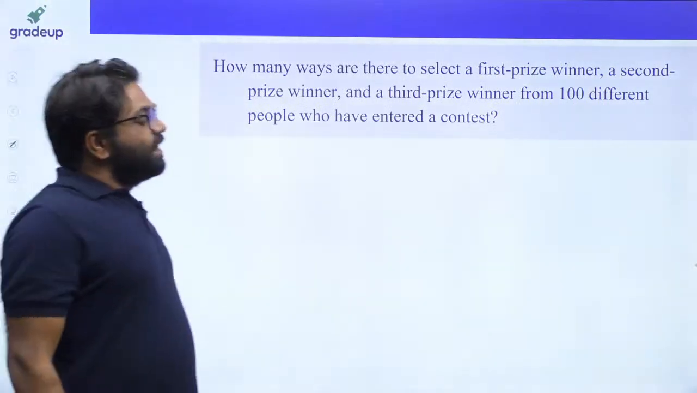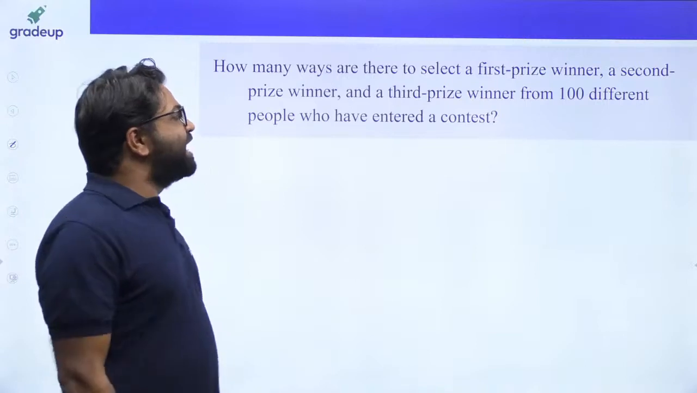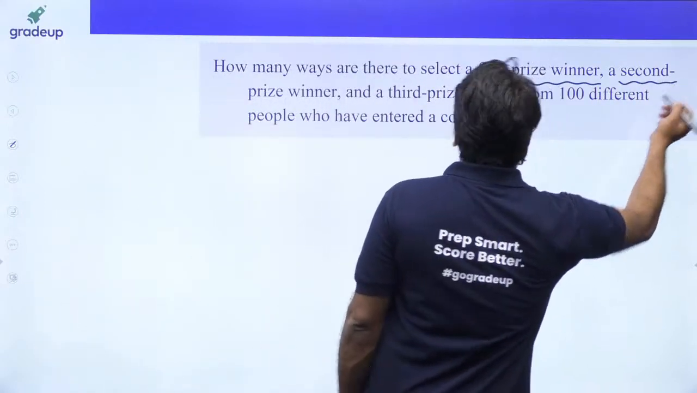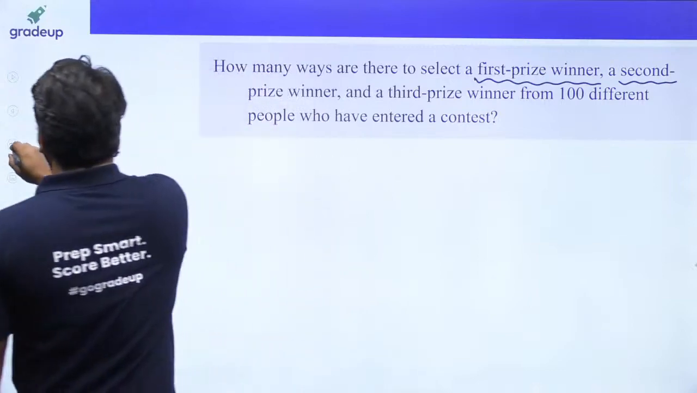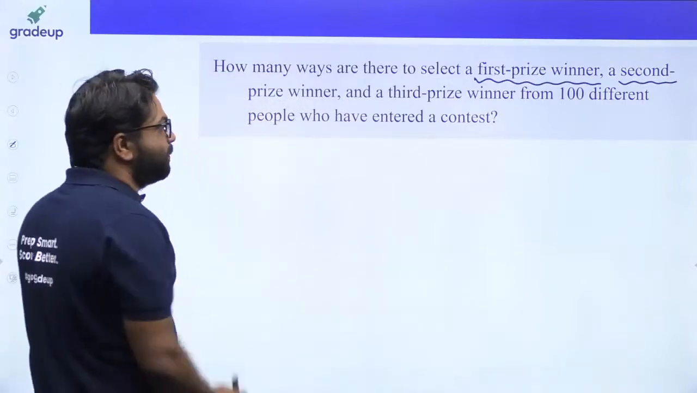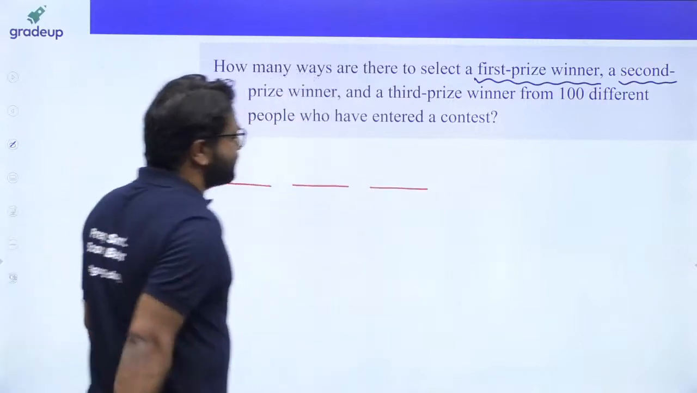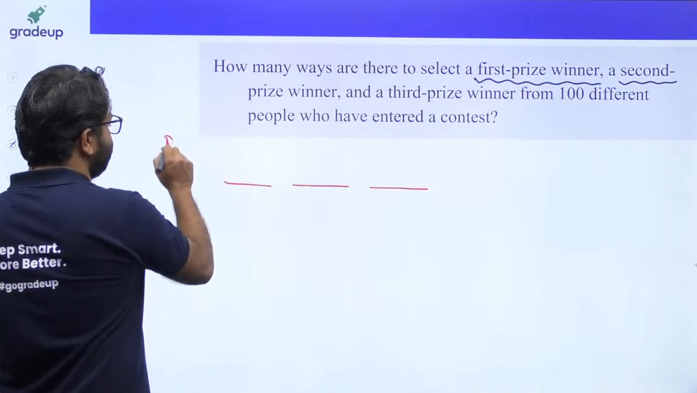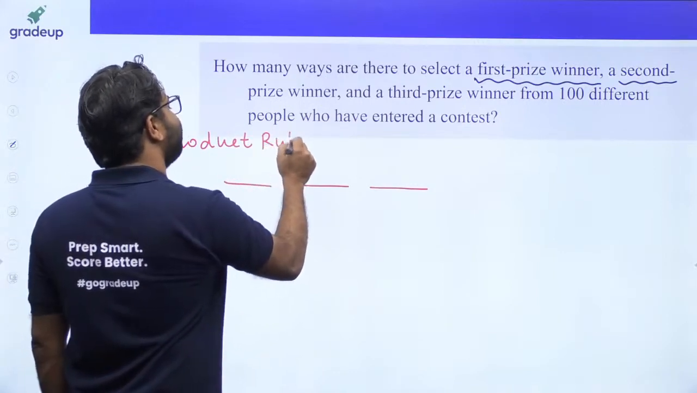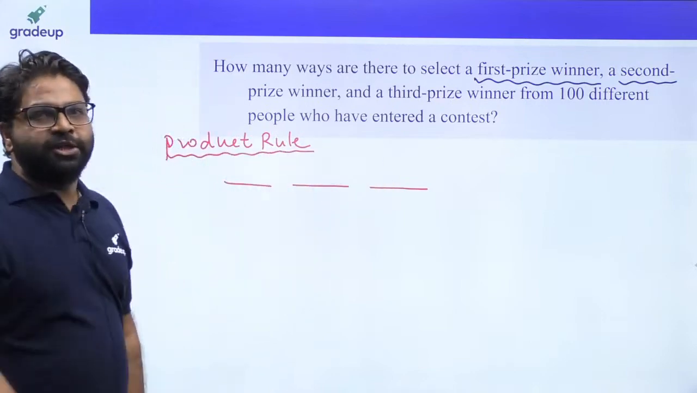Okay, let's consider there is one question. How many ways are there to select the first prize winner, the second prize winner, and then the third prize winner? You can use the permutation or you can use the product rule. So there are 3 places: 1, 2 and then 3. First I will try to use the product rule. In product rule you should have the visualization. If you are lacking the visualization, you can use the permutation.